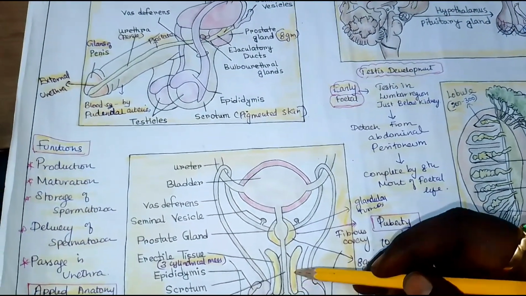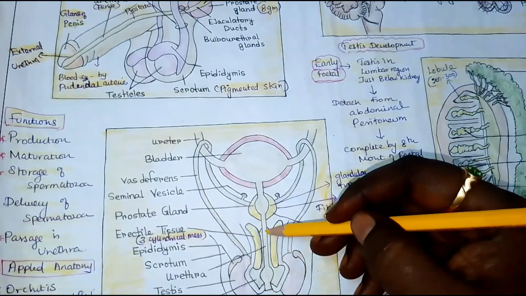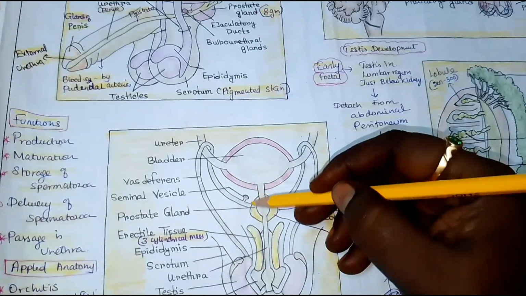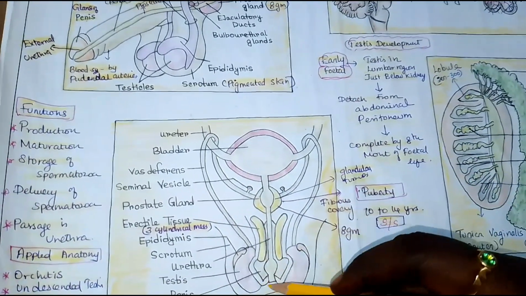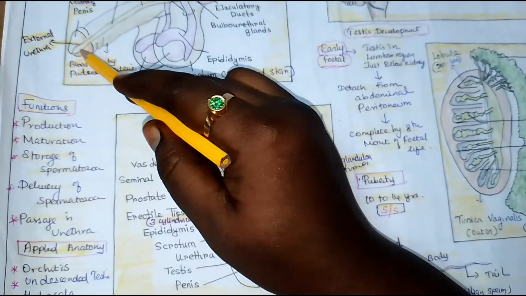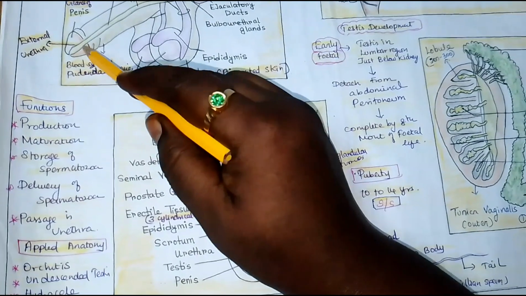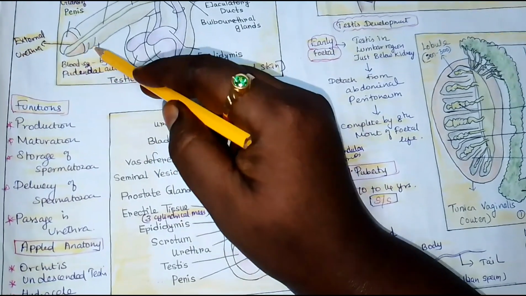Are you understanding? Then the penile urethra is present in the penis, so you can tell prostatic urethra, penile urethra, and the glans of the penis. What is called the glans? The triangular portion in the sensitive area of the penis is called the glans of the penis. This is the area where the external urethra is present.